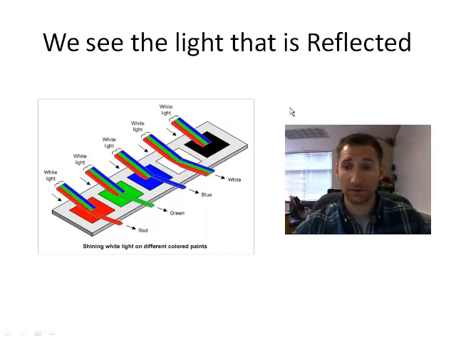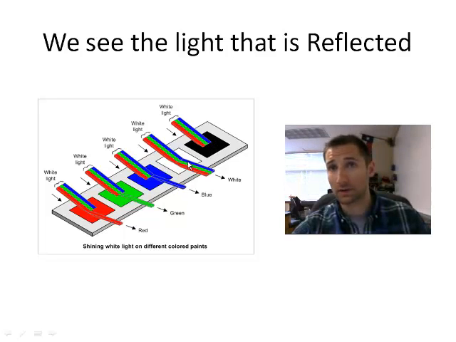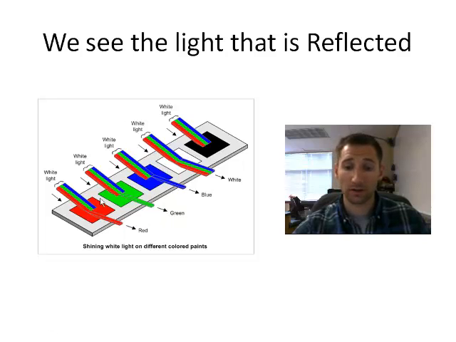How do we see color? The short answer, we see color that is reflected. Black substances absorb all light, reflect none, so we see no light. White is the opposite. It reflects all light, and so we see white color. Blue, it reflects blue. Green, it reflects green. Red, it reflects red.